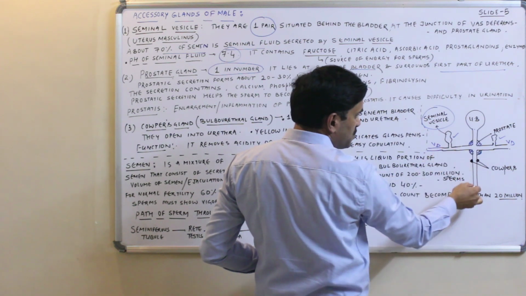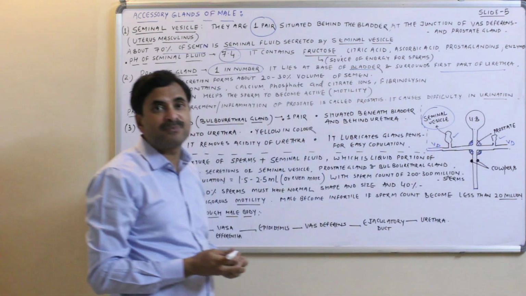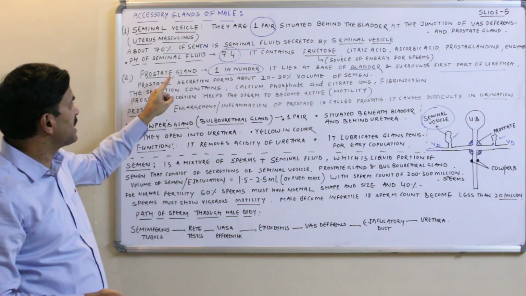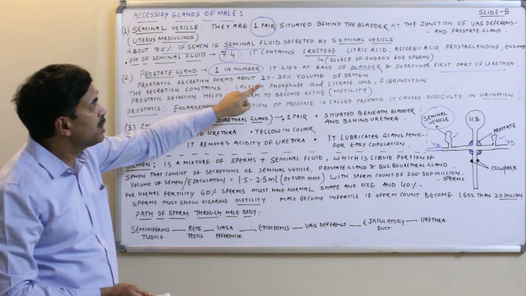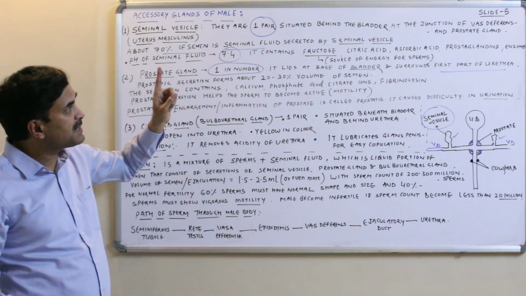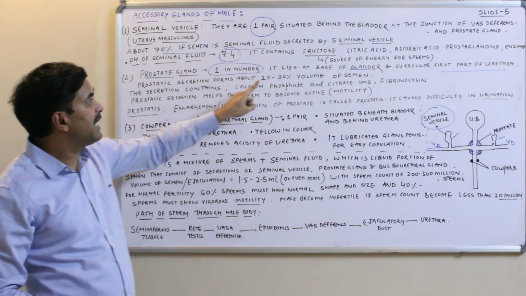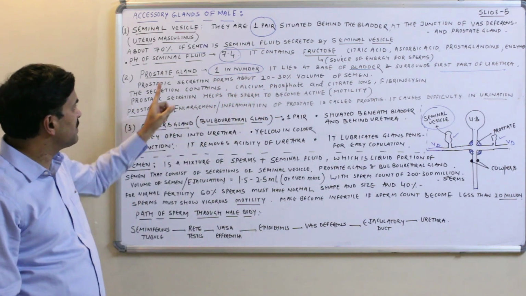Urethra is from here to the tip of the penis. The first part of the urethra is surrounded by the prostate gland, and prostatic secretion forms about 20 to 30% volume of semen. 70% of the seminal fluid is secreted by the seminal vesicle, and the rest 20 to 30% volume is secreted by the prostate.